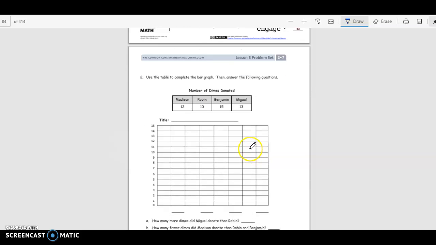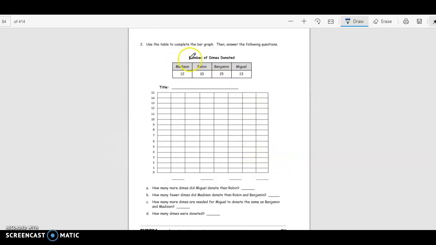The next page for the problem set is the number of dimes donated. You will label the graph again with number of dimes donated. The names that did the numbers for you. This one is vertical, you're doing columns, and then you'll answer the questions.